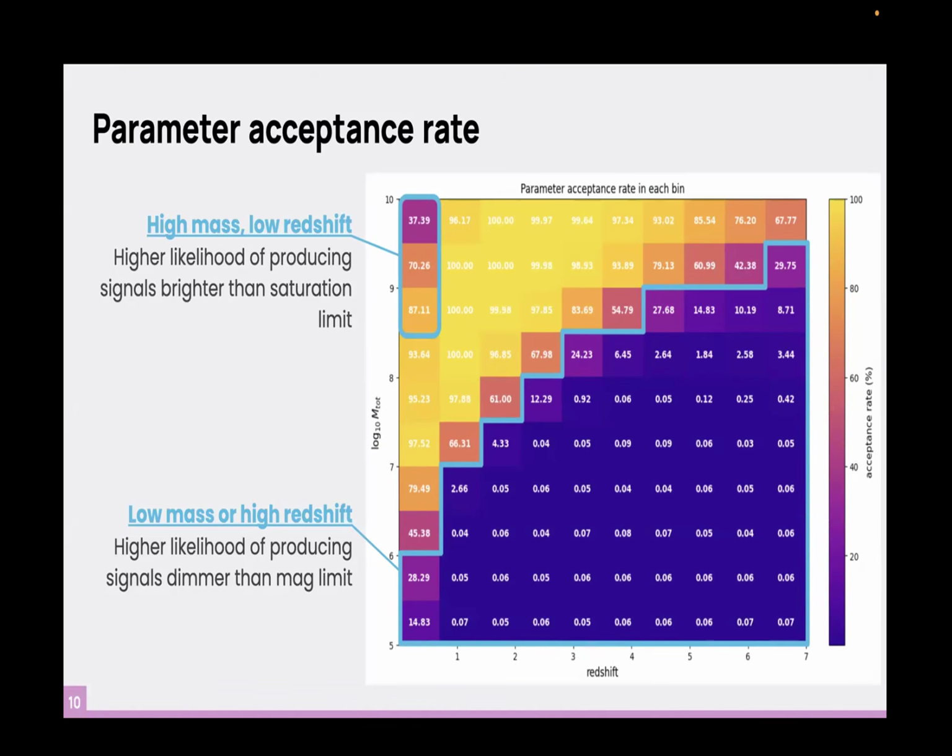So in the yellow boxes up top where it says 100%, that means there are no combinations of parameters with that mass and redshift that resulted in the signal being too bright or too dim. There were no rejections for those cases. So the 2 main features we see here are for the higher masses and lower redshifts. A lot of those start suddenly getting rejected because they're too bright and they are above the saturation limit, so we have to reject those.